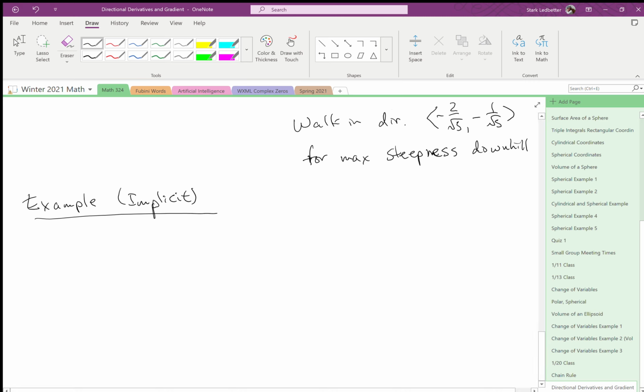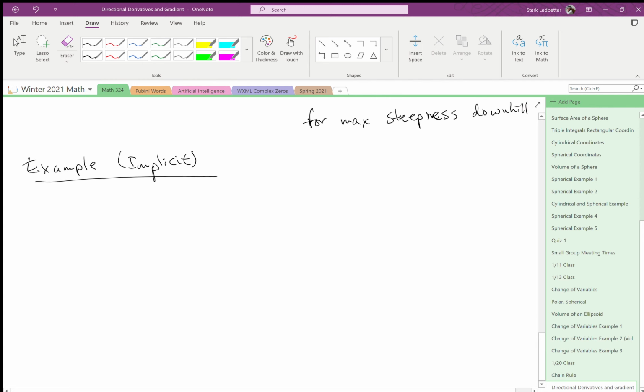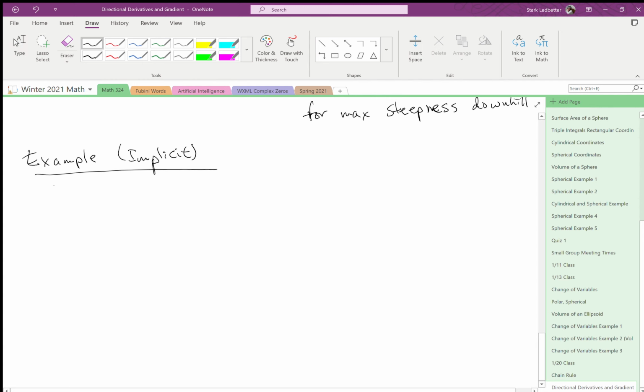All right, let's look at another example. This is going to be an implicit example. And I think it's important to look at implicit examples because as you go forward in math, depending on what kind of math you do, most likely the relations you get will be more and more implicit. And so what do I mean by that?